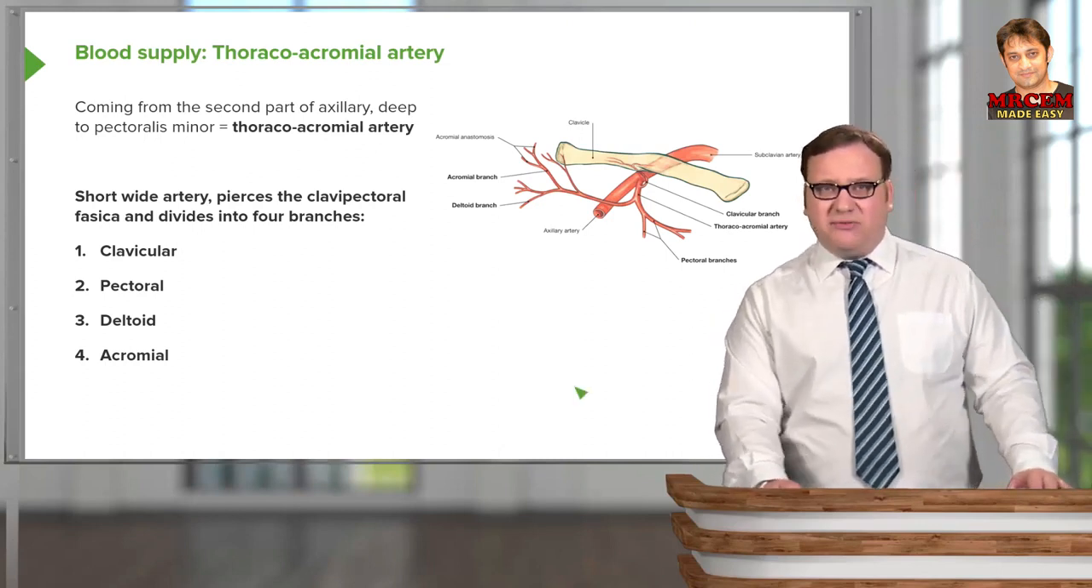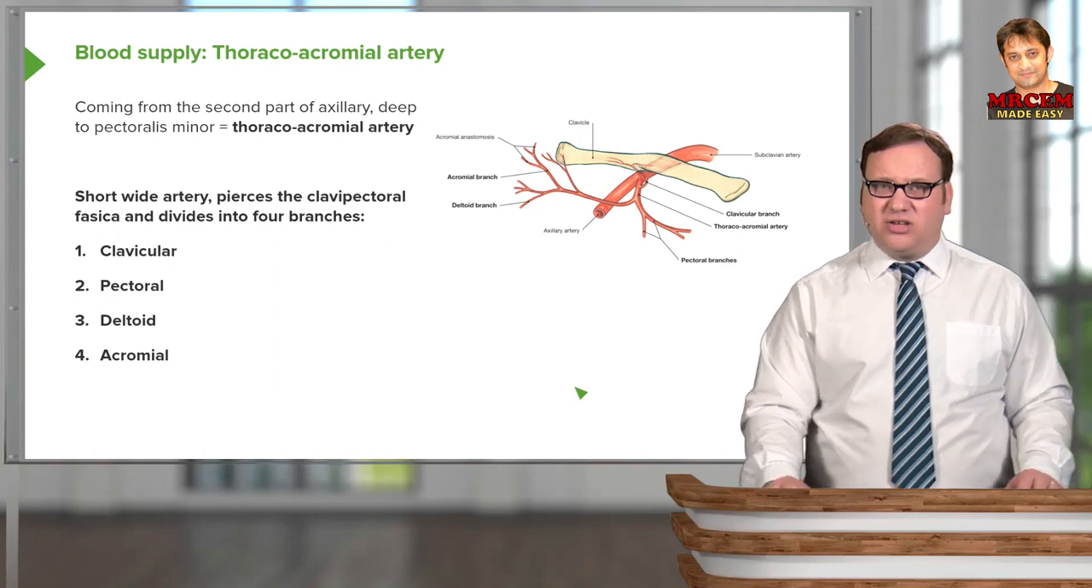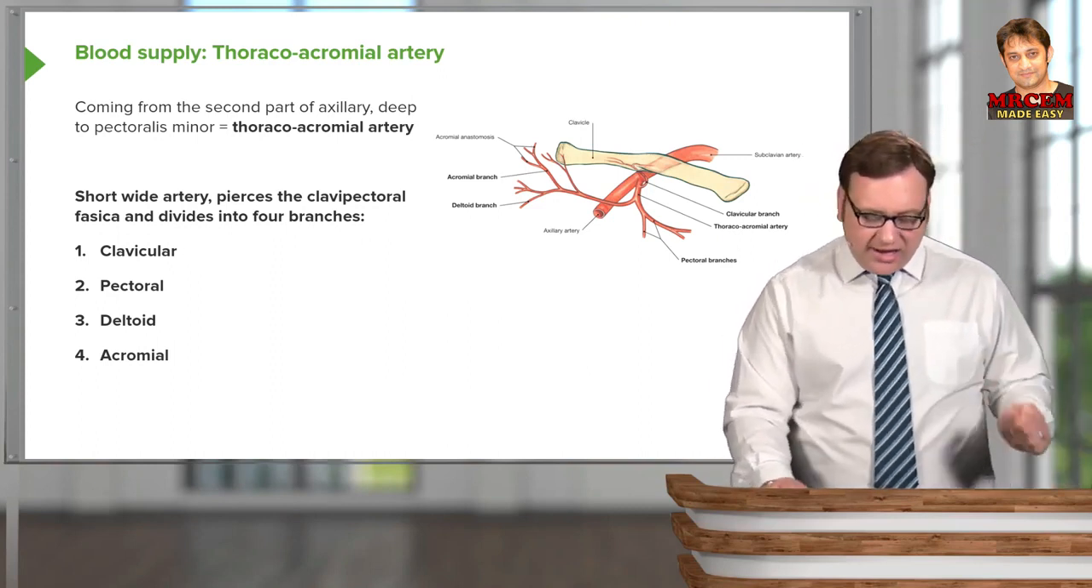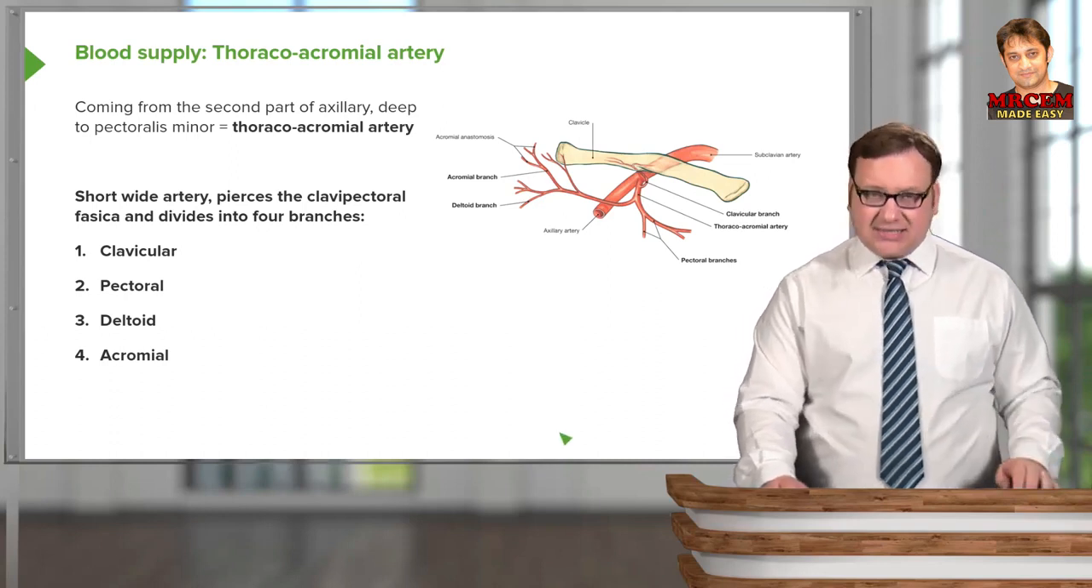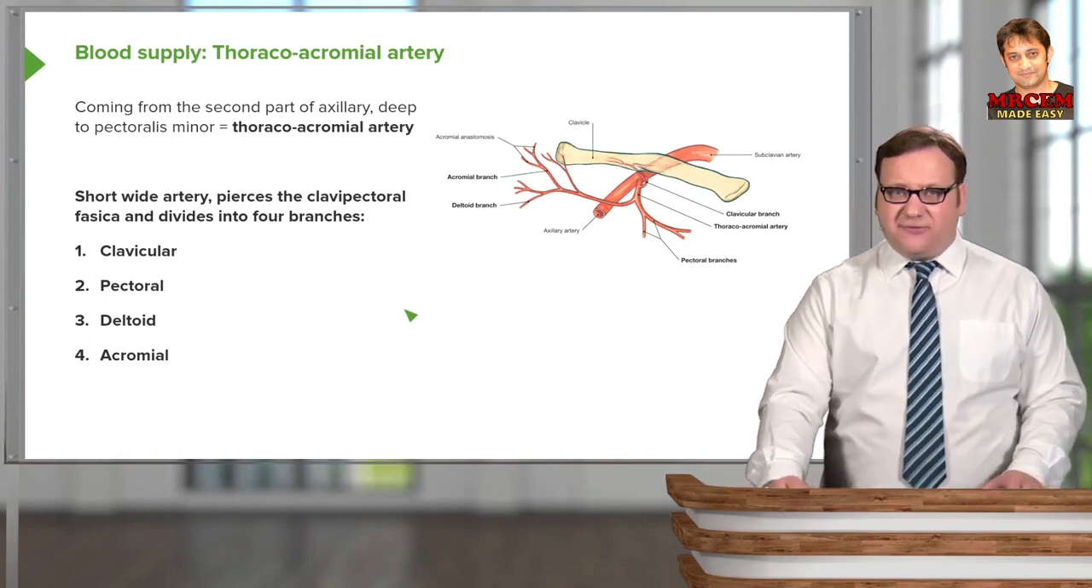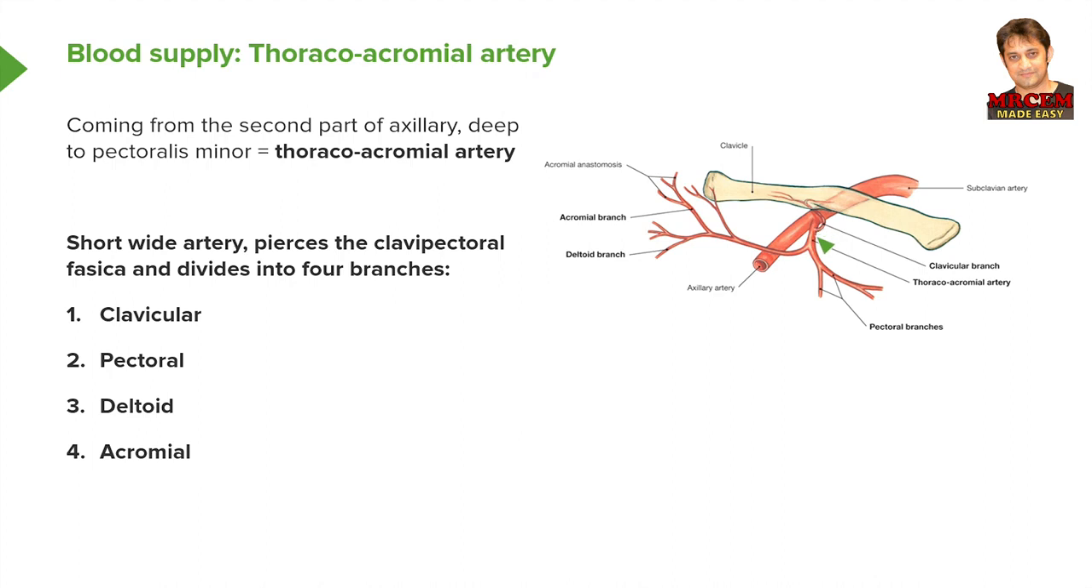This is an artery coming from the second part of the axillary artery, deep to pectoralis minor. It is a short and wide artery that pierces the clavipectoral fascia, and it divides into four important branches. We can see it's coming off here. It's very short, it's quite wide, coming from the second part of the axillary artery.